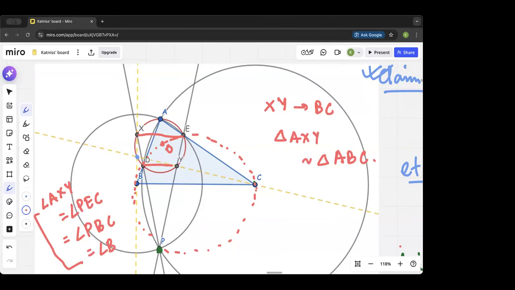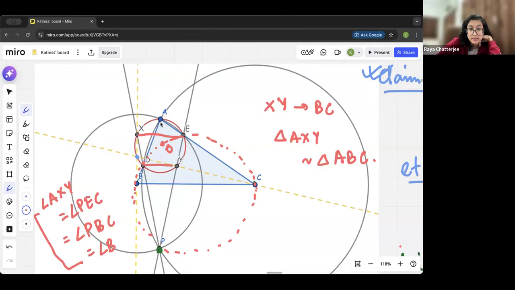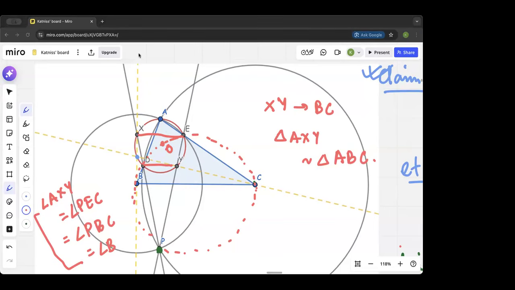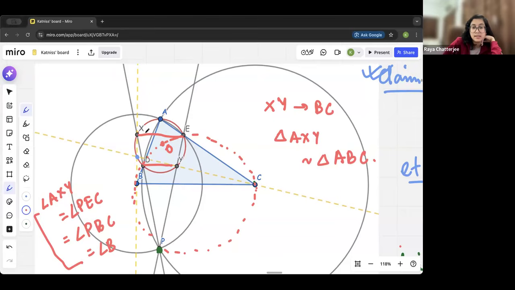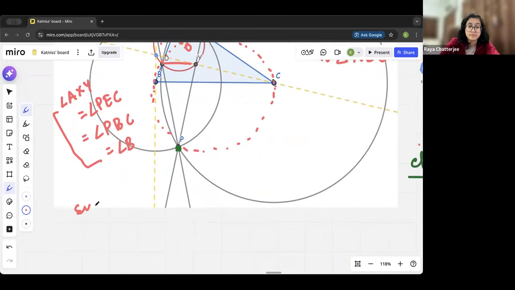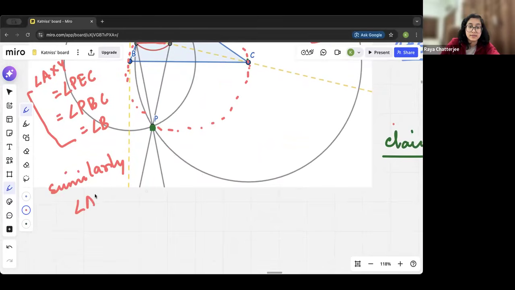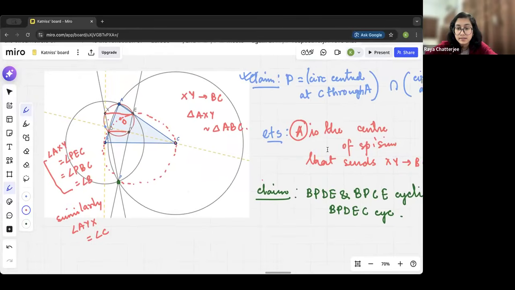Wait, what is the first step? How did that work? AXY and PEC. It's the exterior angle of a cyclic quad, AXY and YEC. I just wrote YEC as PEC. Oh, okay, right. So you get that AXY is equal to angle B, and similarly angle AYX. Okay, this was copium. Do you guys understand this?